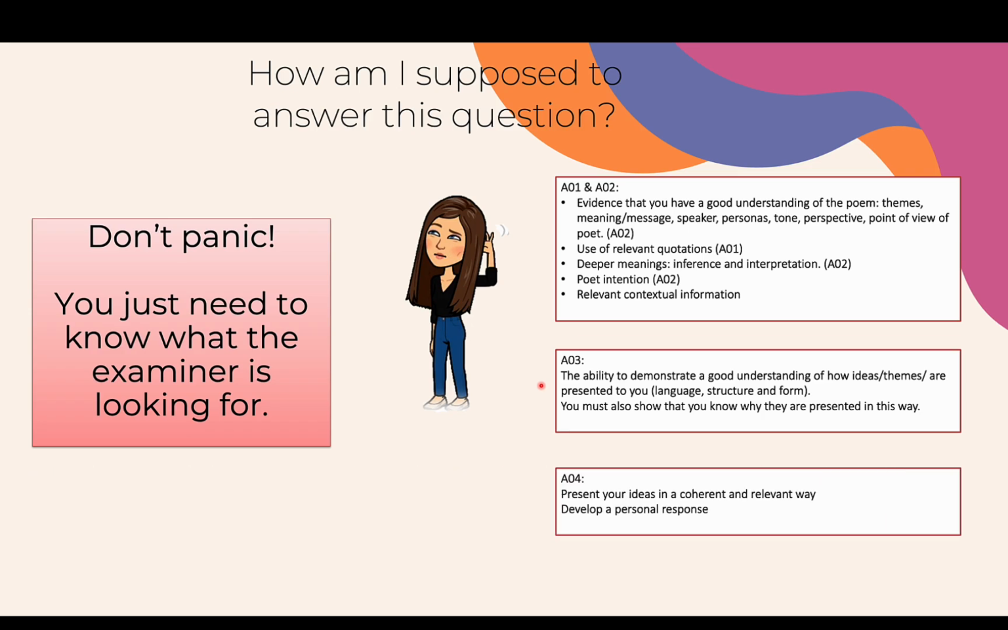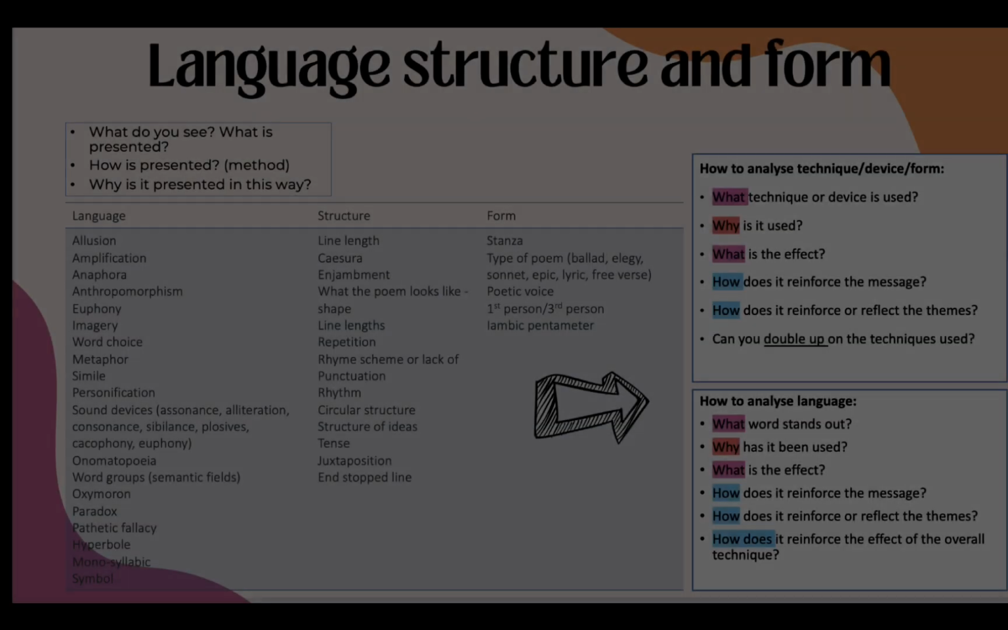And finally, AO4. AO4 is all about how you present your ideas. This is how it will look when you write up your ideas in an essay format. Should be relevant, should be coherent, and it should be clear that you are personally responding to the question.